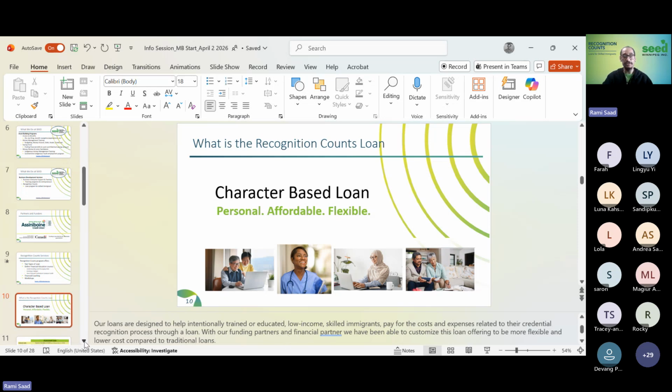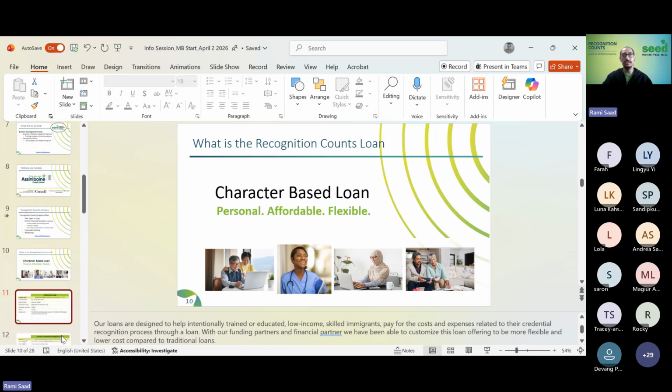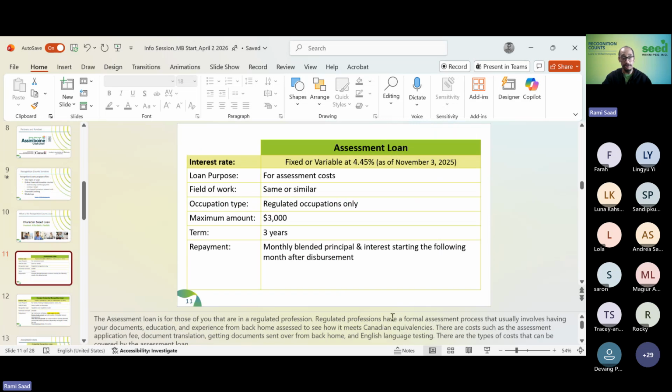So the first loan we have here, as you can see from the name, is the assessment loan. The assessment loan is for those who are in a regulated profession. And when we say regulated profession, we mean they have a formal assessment process that usually involves having your documents, education, and experience from back home assessed to see how it meets the Canadian equivalencies.